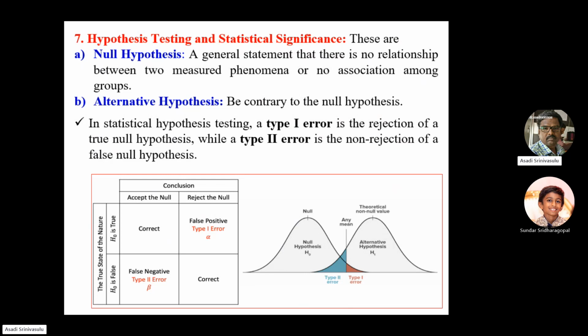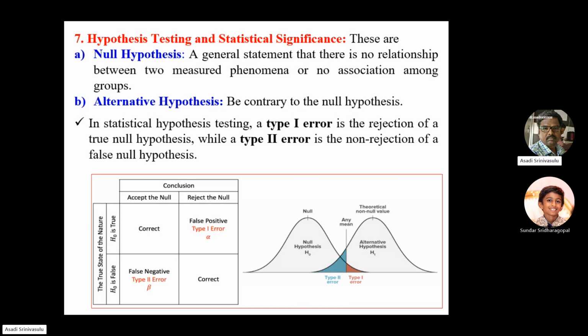Then the seventh one is hypothesis testing and statistical significance. There are two important concepts we are performing. After completion of our classification, clustering, association rule mining, outlier detection, we are performing hypothesis testing to check whether our model is correct or not. How can you justify, based on the results and outcomes, whether my model is correctly classifying the data or not? Based on the hypothesis testing we are performing.